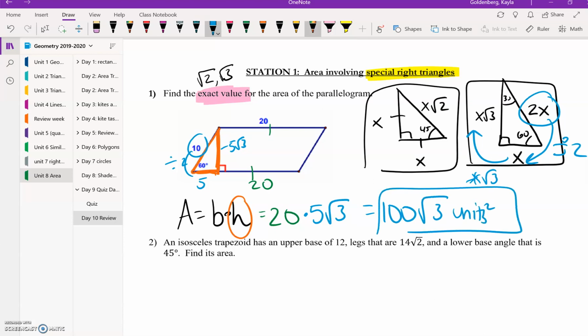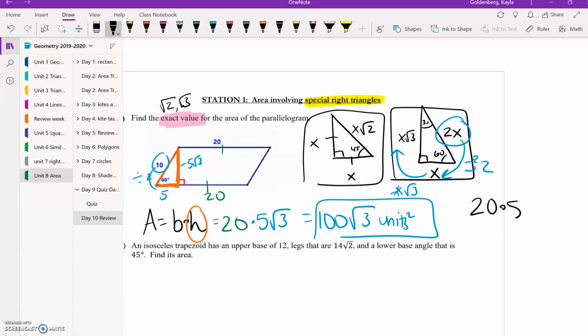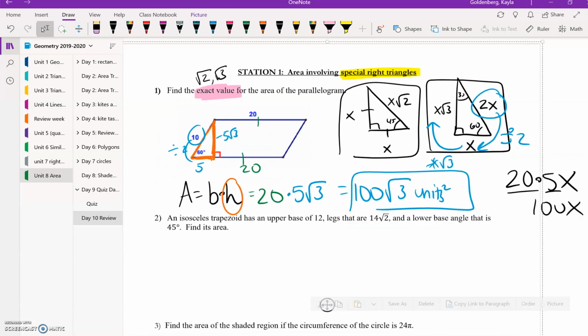One way to think about why it's 100, it's really similar to if I asked you to do 20 times 5x. You would just do the 20 and the 5 and call that 100x. Same kind of thing. The x or the root 3 goes along for the ride, so to speak.